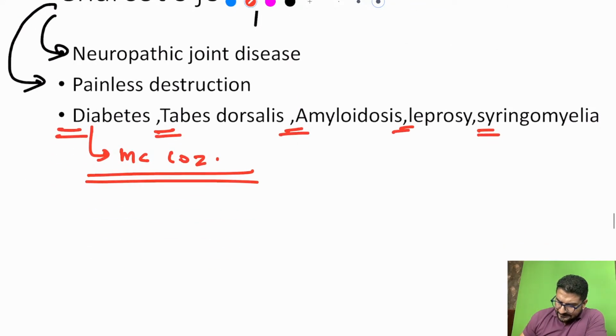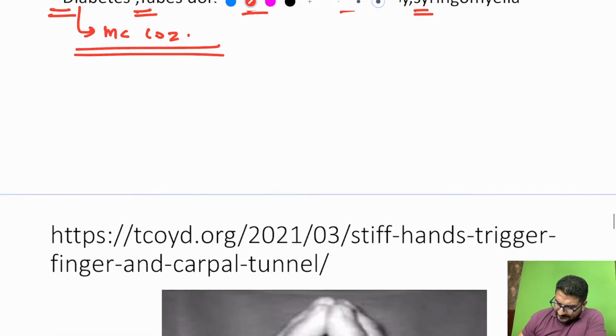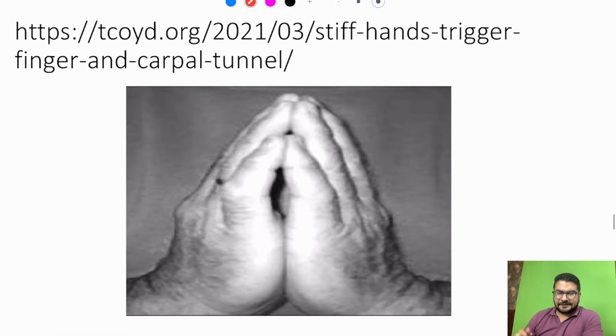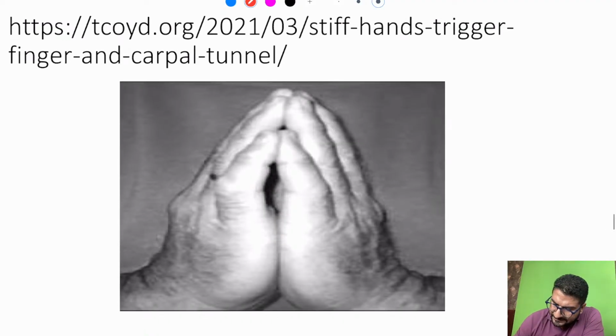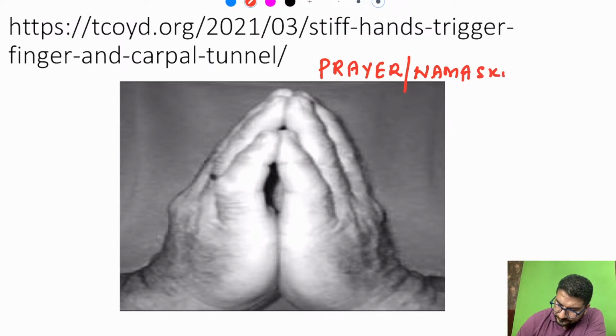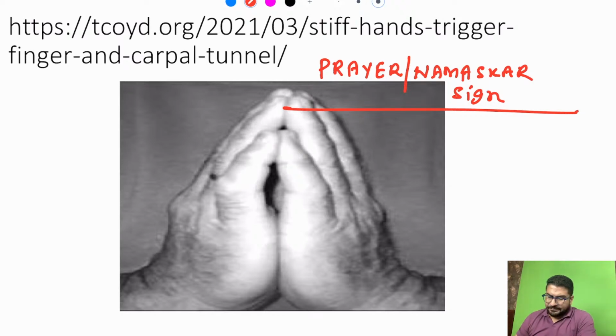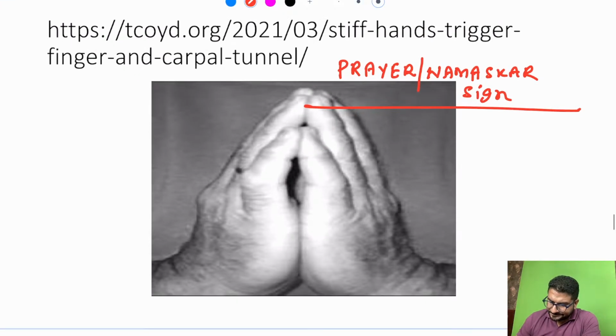Now try to understand. एक पेपर में फोटो पूछते हैं एग्जाम में बार बार, this is like when there is painless destruction then patient cannot do this. इसको बोलते हैं prayer sign और नमस्कार sign. So we call this as prayer sign और नमस्कार sign. Prayer sign और नमस्कार sign means patient cannot do this नमस्कार. So we call this Charcot joint, chiroarthropathy.